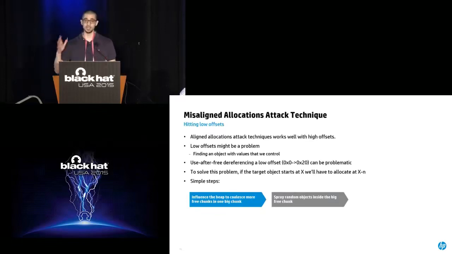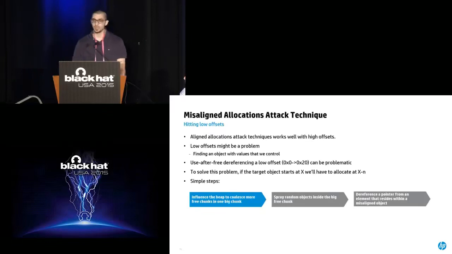Next, we have to spray this big free chunk with random objects. And later on, we have to trigger their use in order to dereference a specific value from the misaligned object that we sprayed with.